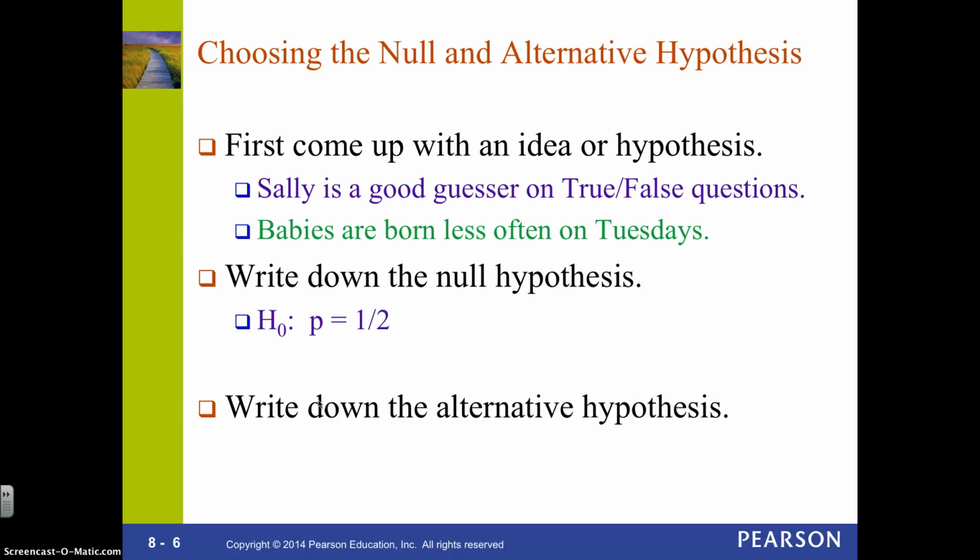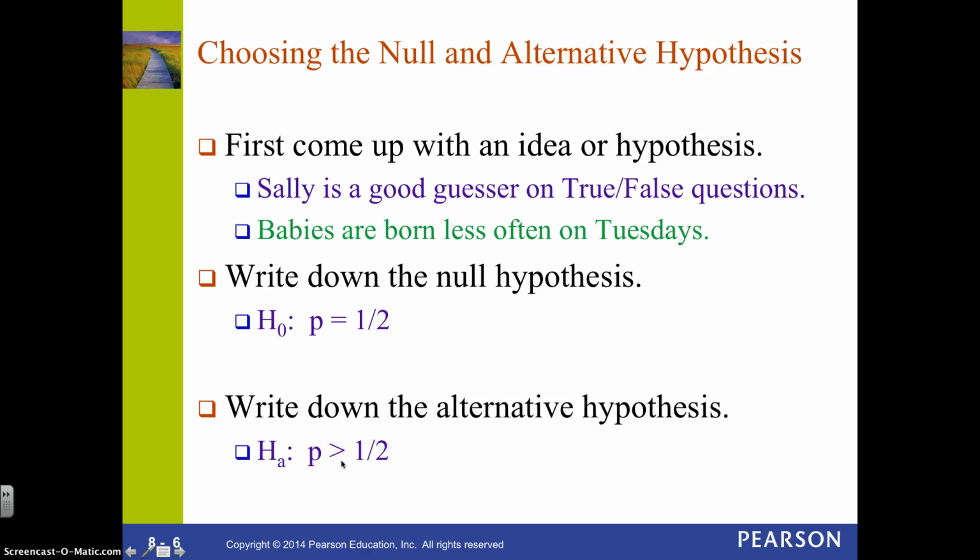So for our Sally question, our null hypothesis would be that the population proportion, or Sally's proportion of true-false questions that she would get correct, is 1/2. Because if she's just guessing on true-false questions, since there are only 2 choices, we would expect her to get about half of them correct. So the alternative hypothesis would be that Sally's proportion, again her population proportion, is greater than 1/2. The reason we're using greater than is because we're talking about her being a good guesser. If we said Sally's a bad guesser, then we would have used less than 1/2.